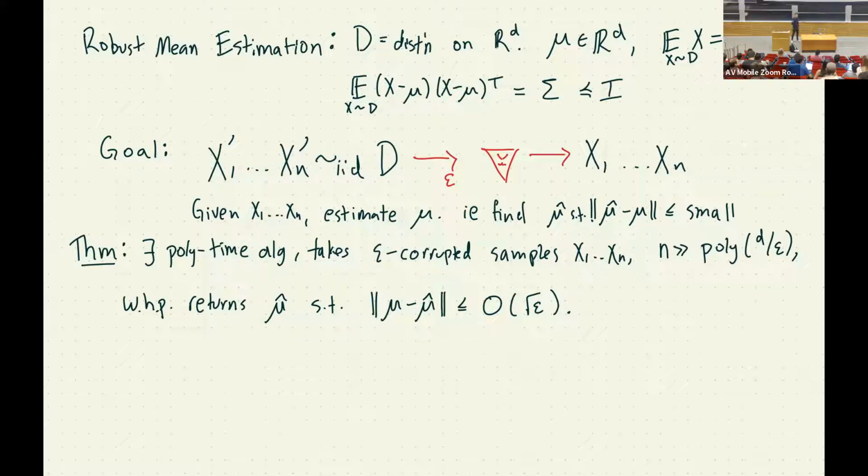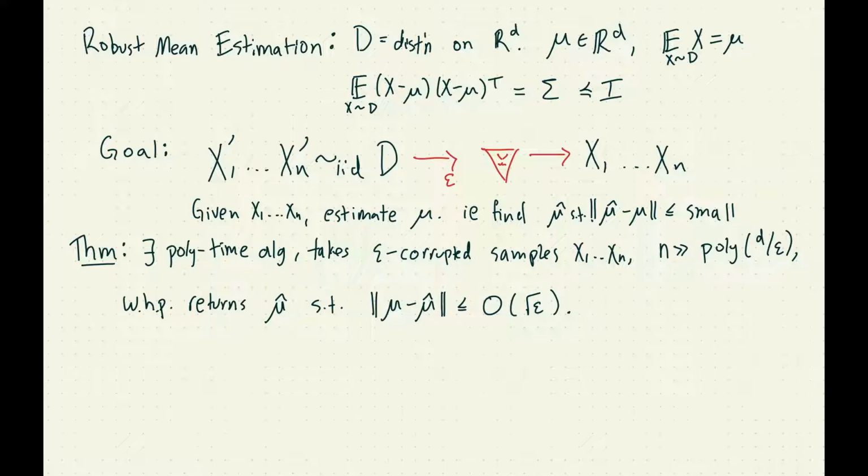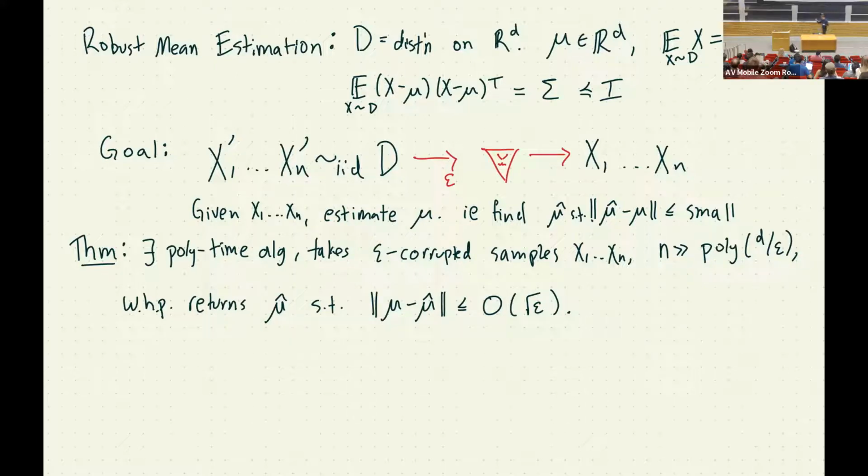Is it clear? No, I claimed it. You can't get order epsilon because there exist two probability distributions whose means are separated by root epsilon, but which are total variation distance order epsilon. So the key fact about total variation distance that I'm using here, and I'll write it down a little bit later, is that if two distributions are separated in total variation distance by epsilon, then I can take a set of samples from one distribution and change an epsilon fraction of them and make them distributed as though they came from the other distribution. Does that answer your question? Okay, so root epsilon is optimal.